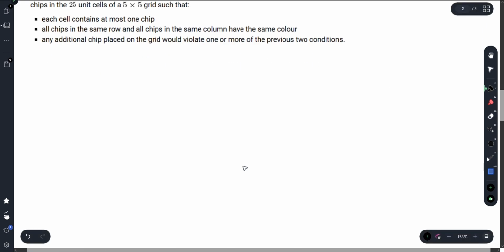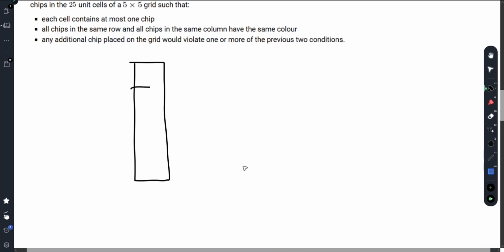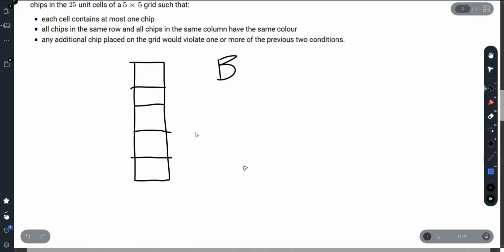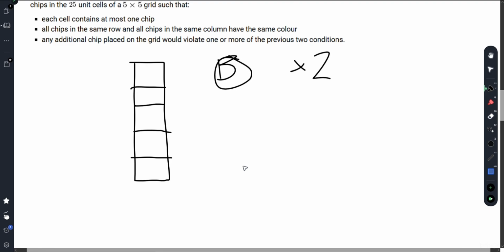So, let's do casework on the leftmost column. First we can just say, without loss of generality, let's let all these chips be black. And we can't have a mix of black and white chips, that would violate the second condition. So we can just multiply by 2 later. So let's consider blacks. Let's say there are 5 blacks in this column.